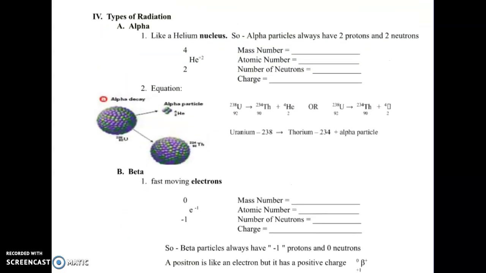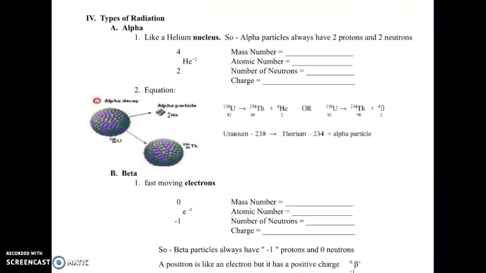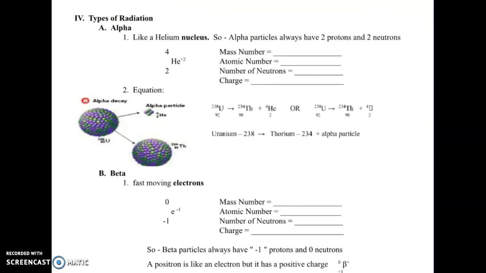Okay, so let's look at our basic types of radiation. The first one, you heard a little bit about last chapter with Ernest Rutherford. We're going to look at alpha particles. Alpha particles are essentially a helium nucleus. So there will always be 2 protons and 2 neutrons.